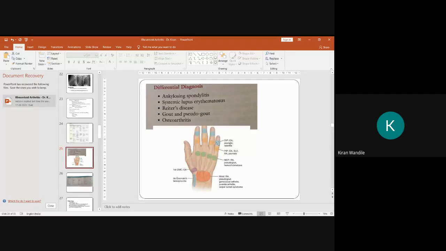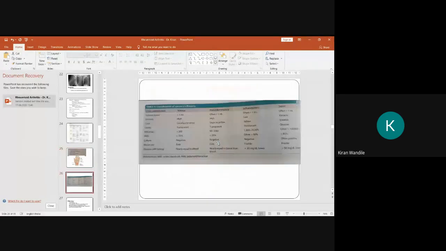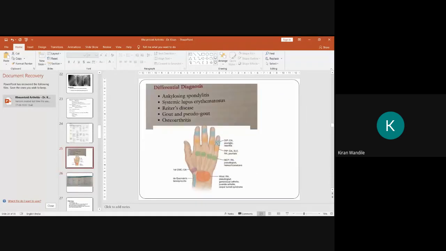De Quervain's tenosynovitis. It is a type of inflammatory synovitis of the tendon sheath. And when you call it De Quervain's, there is a tenderness over the radial styloid process.